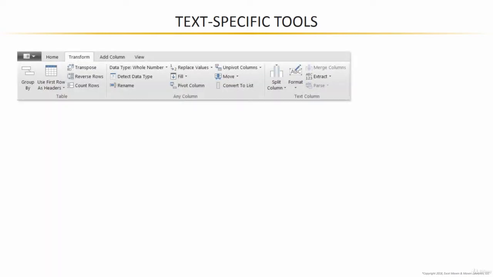Next up, we've got text-specific tools. Looking at the Transform tab in the Query Editor, you'll notice that Power BI groups different sets of tools together based on their purpose or function. So in this case, we'll find all of our text-specific tools grouped together at the end of the ribbon. And within this group, we have some really interesting, powerful options.